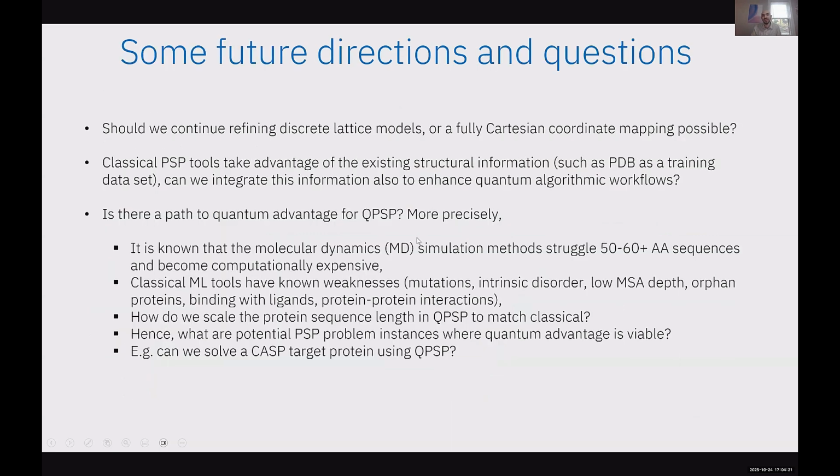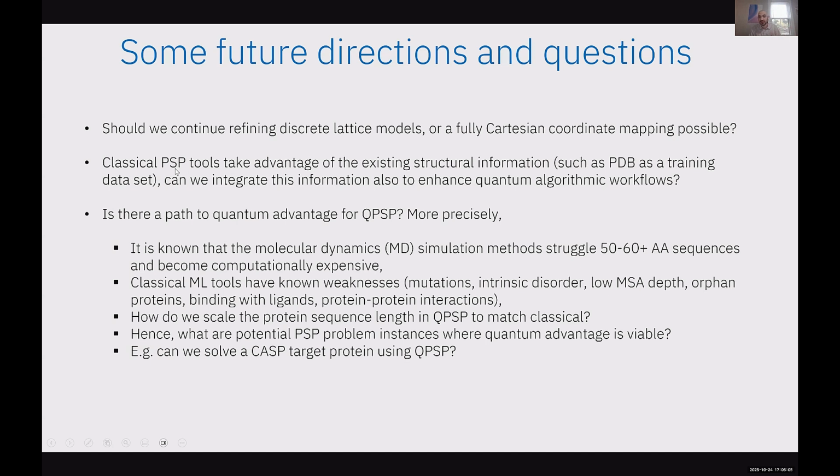I'm going to conclude by saying a few remarks about the future directions and some questions that I ask myself, and please, if you have any comments, I would love to hear. It looks like these lattice models allow us to map this problem onto quantum computers as a combinatorial optimization and solve it. The classical side seems to have moved away from this in the 90s, and they work with fully Cartesian coordinate mappings. One question is, should we do the same on the quantum side? If so, how do we actually achieve that? It's not that obvious.